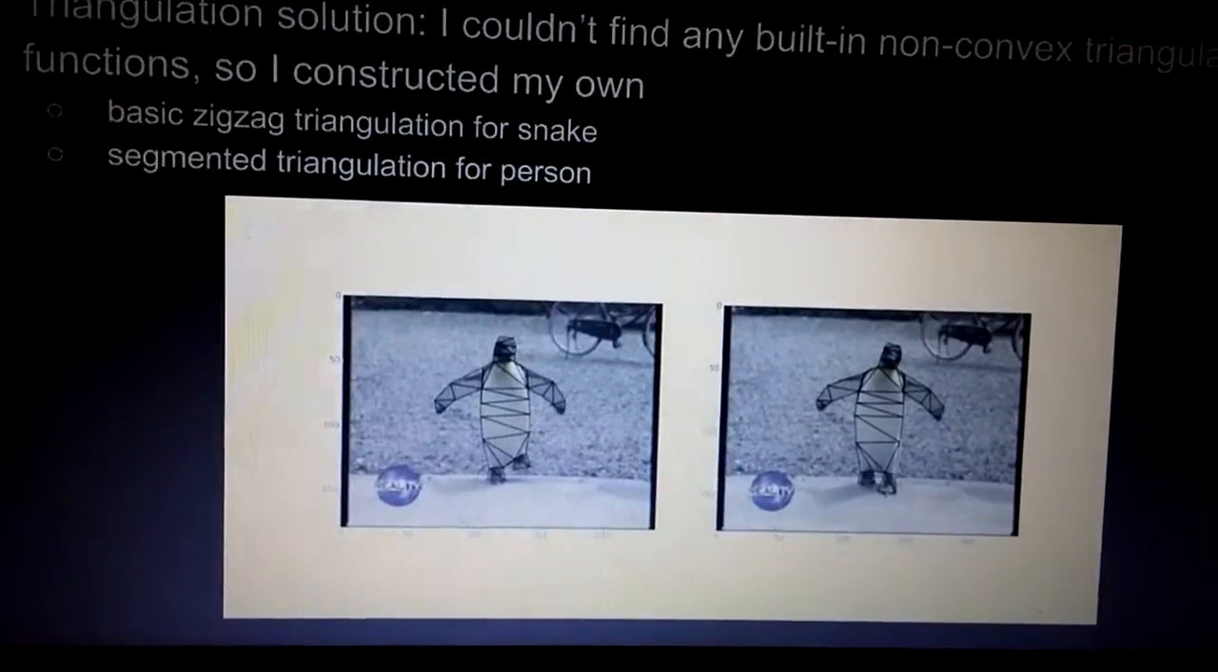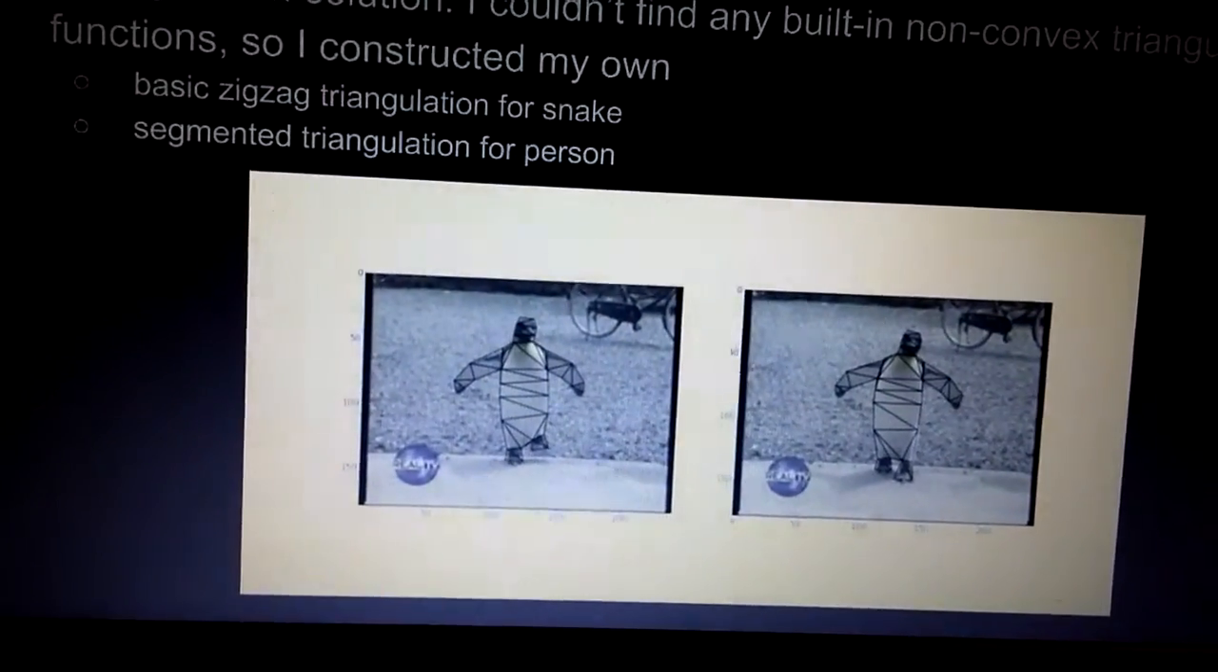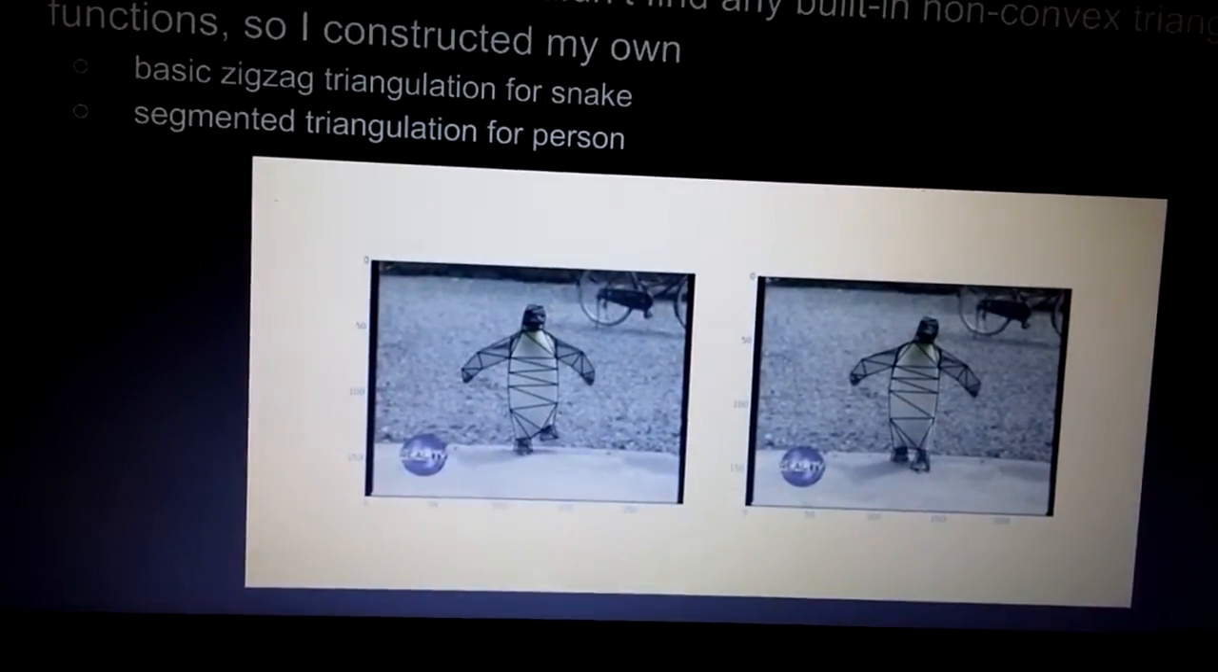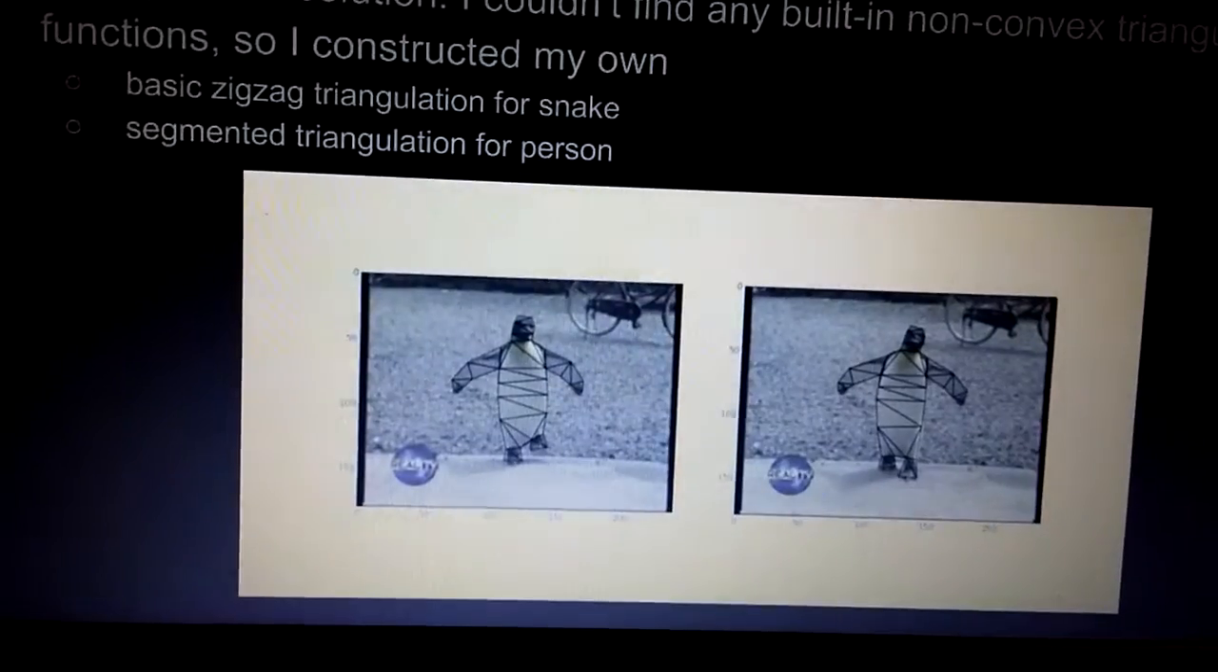For the snake, I just did a basic zigzag down the snake, but for the person and the penguin, I had to divide it into segments and then do Delaunay triangulation for each segment and put all of those together. So here's an example of my triangulation on these two frames of the penguin video.